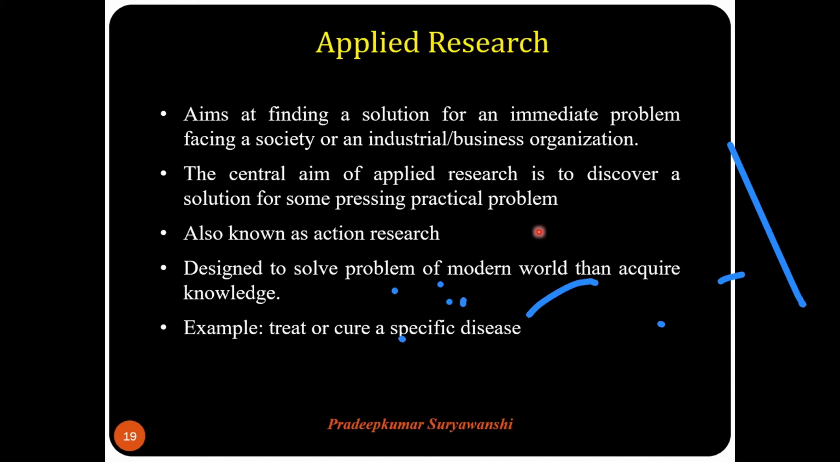Okay, so applied research is related to finding a solution for an immediate problem which is faced by the society, and I gave the example of the COVID-19 pandemic here. The central aim of applied research is to discover a solution for some pressing practical problem. Okay, so this I could have explained, what is the pressing practical problem, if it had been only faculty discussion here. Anyways, there are other things I can mention about this.